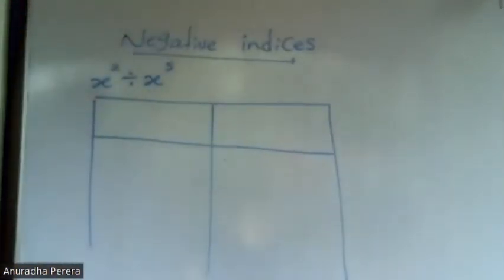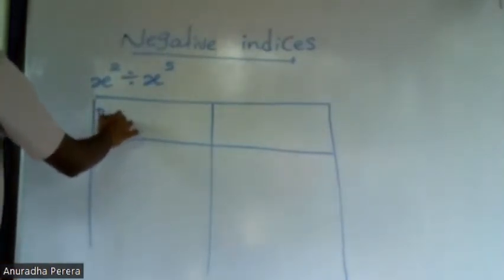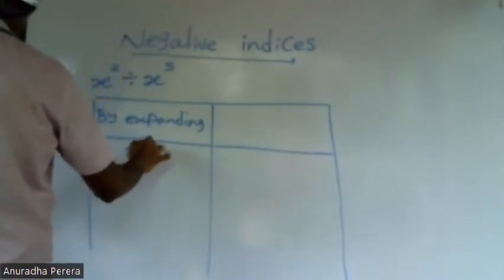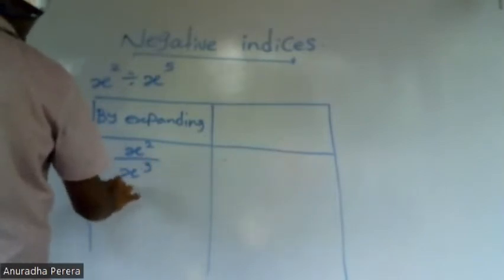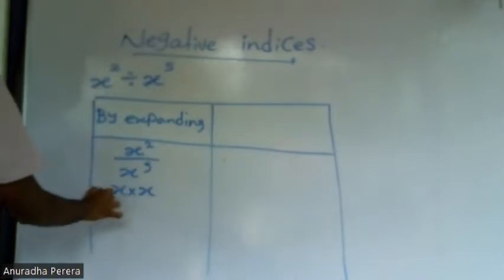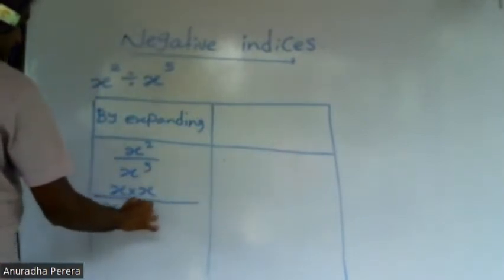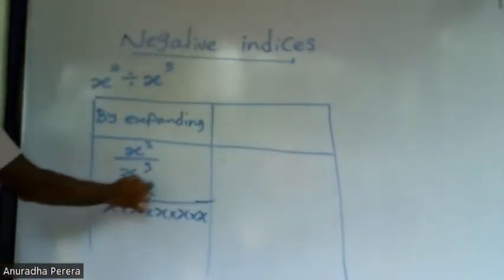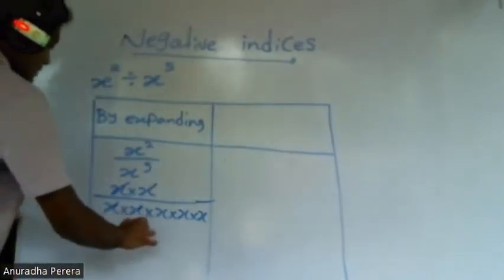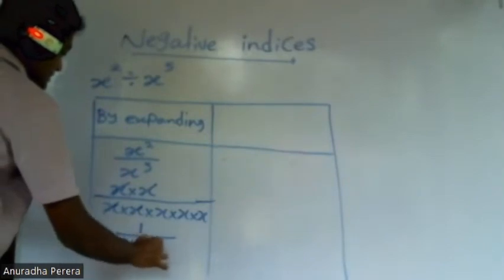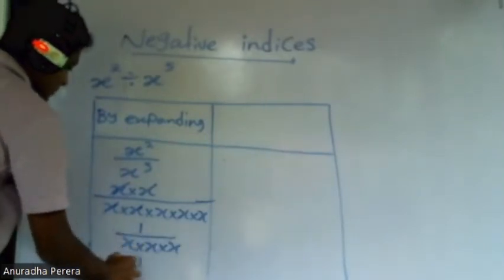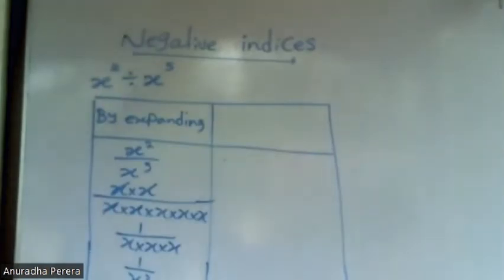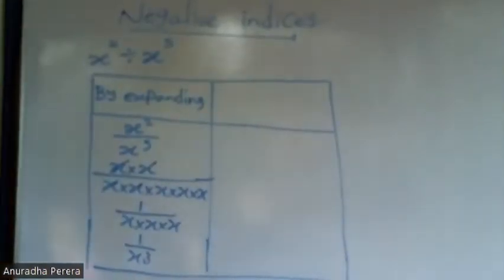Right, you can do it by expanding. By expanding x to the power 2 over x to the power 5: x times x, right? The denominator, x times x times x times x times x. You can simplify by x and also x. The answer is 1 over x times x times x. Finally, you can write the answer as 1 over x to the power 3.